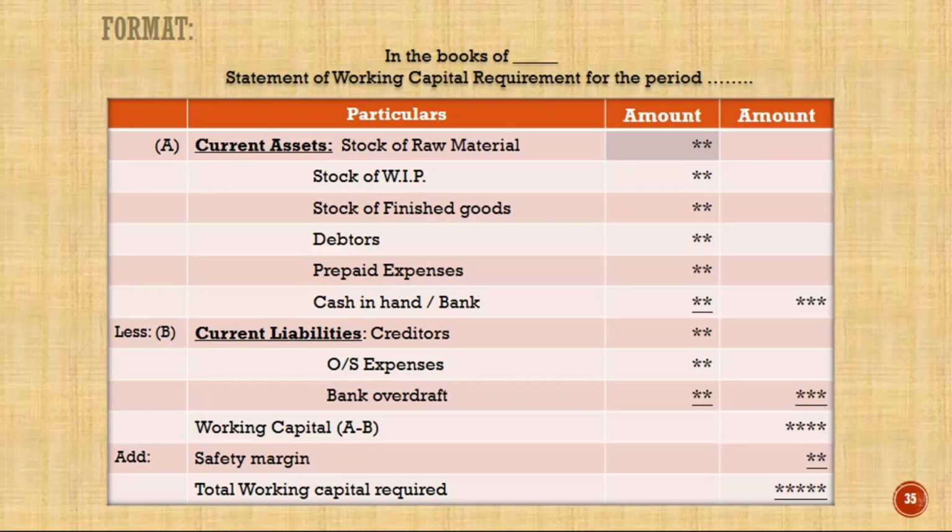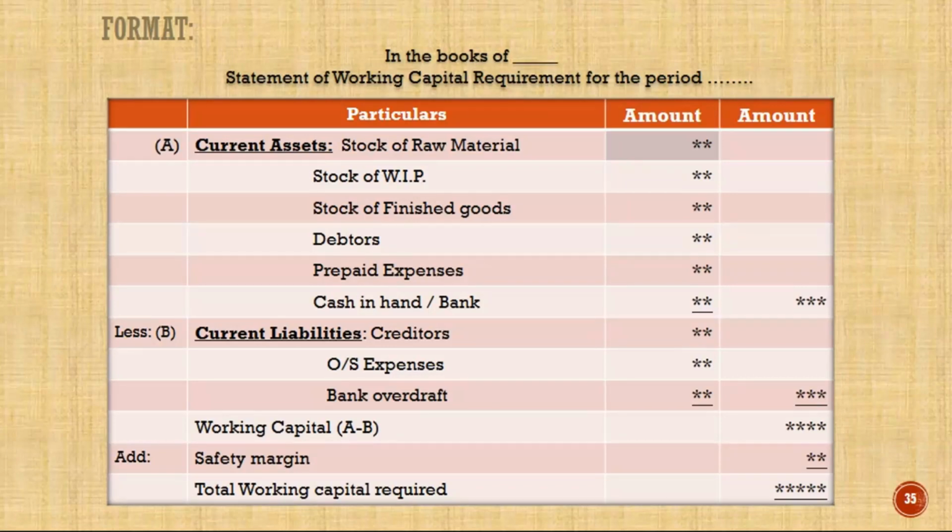Here we will mention the name of the company in whose books we are preparing this statement of working capital requirement. Next is statement of working capital requirement for the period. Whatever is the expected period, we have to mention. Next is three columns: particulars and two amount columns. The first amount column is called inner amount column and the next one is outer amount column.